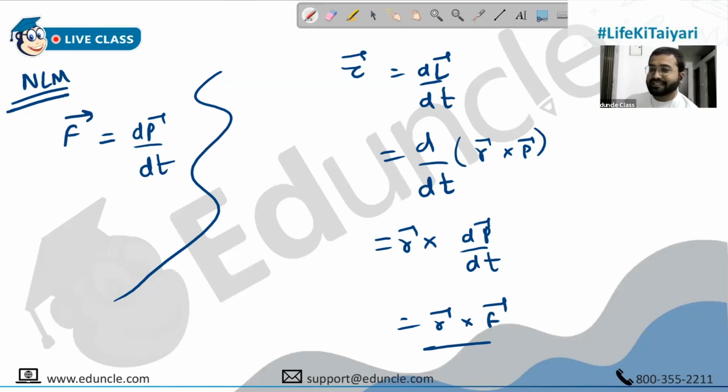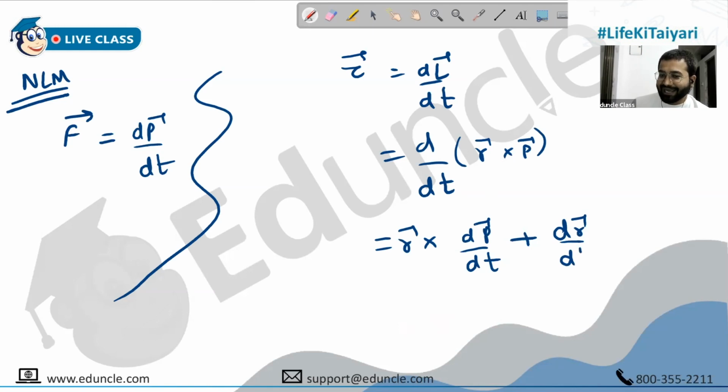This is something which we have not discussed, but I remember discussing this with the student when this paper was conducted. So make a note: r cross F is not always valid. Only when R is constant can you throw it outside. Because if it is not constant, then you will also have dr vector by dt cross p vector. You apply the UV rule here: first constant, derivative of second, second constant, derivative of first. So r cross F vector, and then you have an additional term. What is dr vector by dt? That's v vector cross p vector.